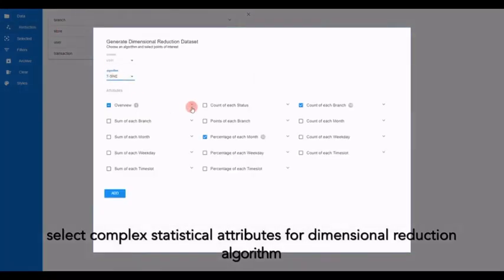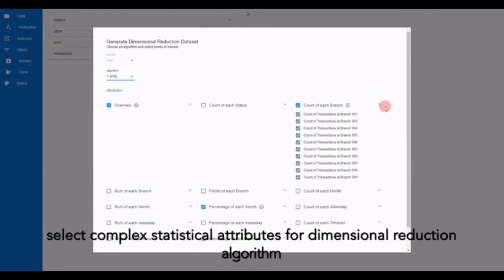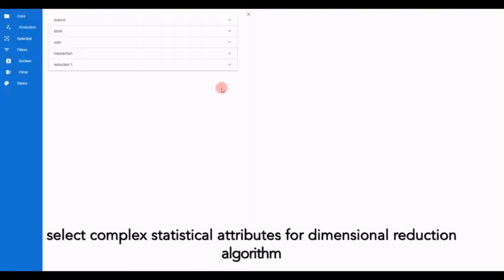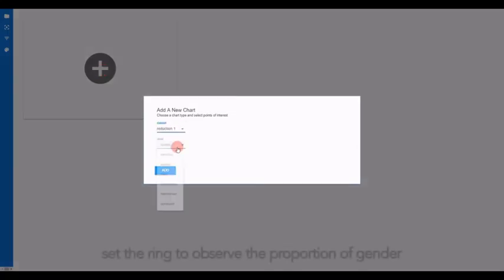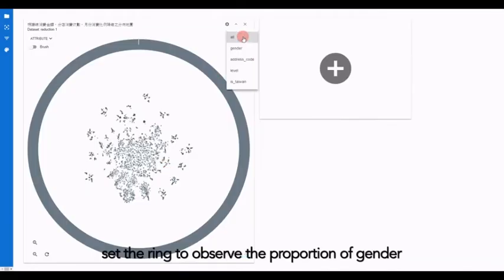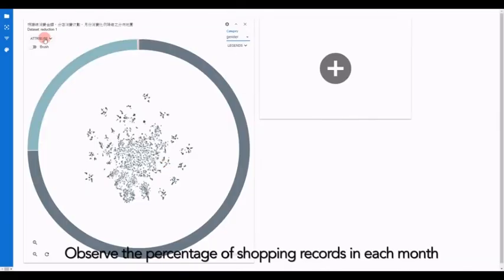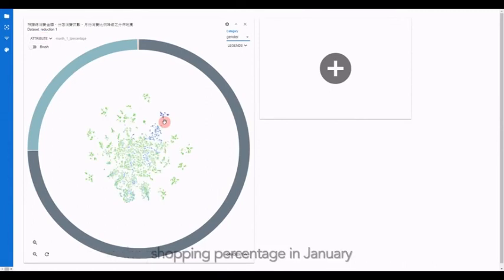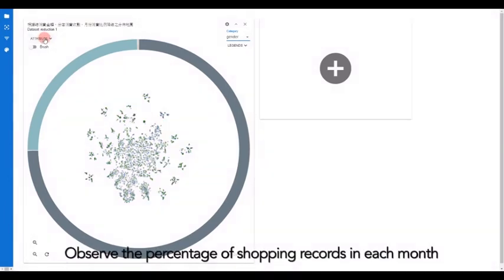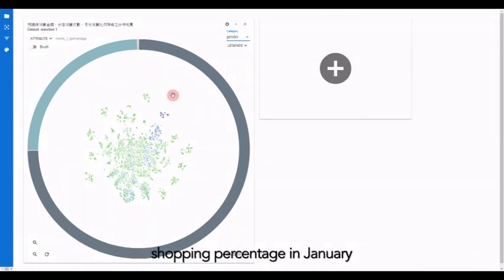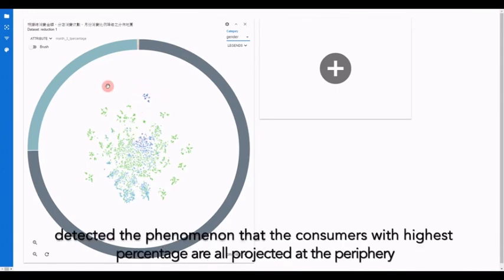Select complex statistical attributes for the dimensional reduction algorithm. Set the ring to observe the proportion of gender. Observe the percentage of shopping records in each month. Shopping percentage in January, February, March. Detected the phenomenon that the consumers with the highest percentage are all projected at the periphery.